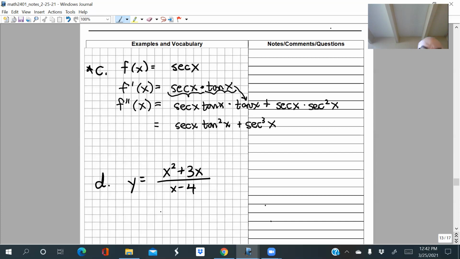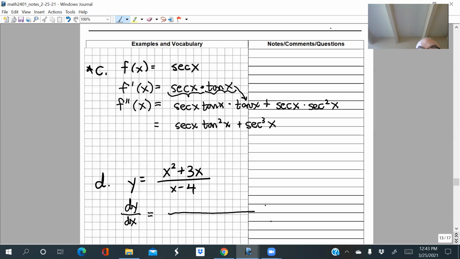So, anyway, it is what it is. Let's see if we can find the second derivative of this quotient. We're going to have to be patient with our algebra here. Let's start with the first derivative. I'm going to use the old-fashioned notation, dy over dx, to indicate the derivative.